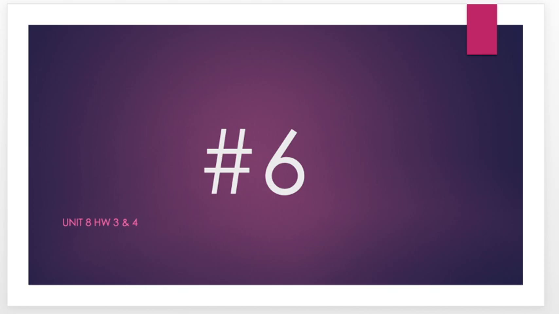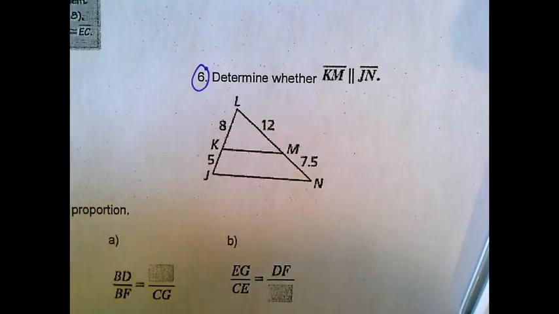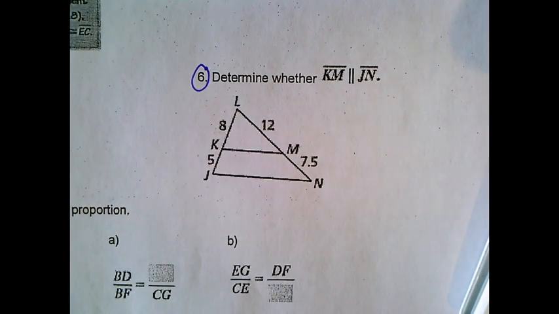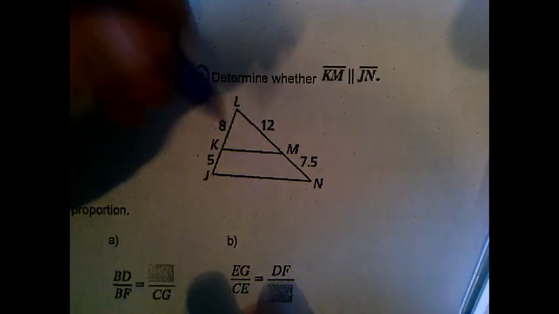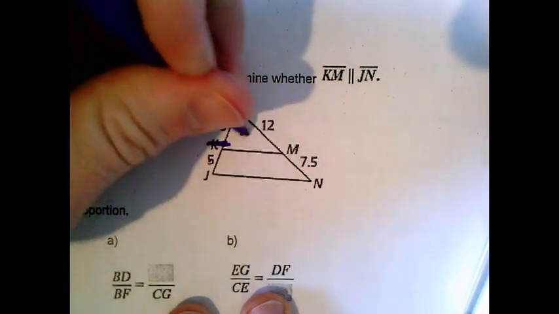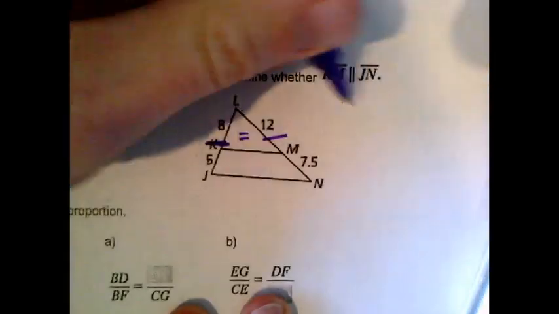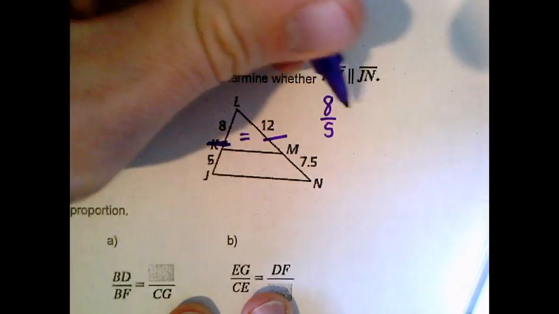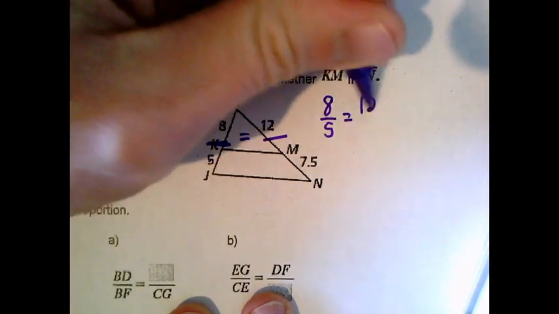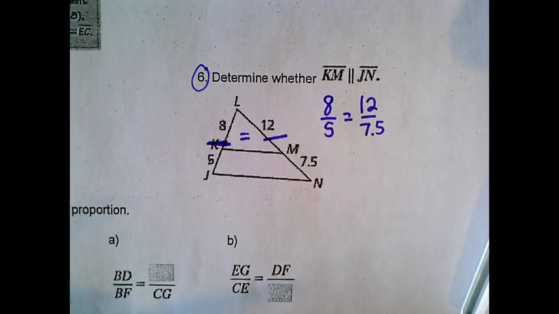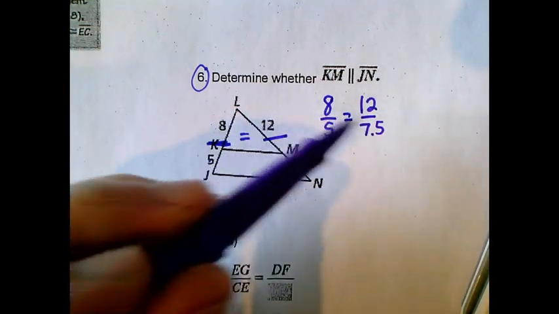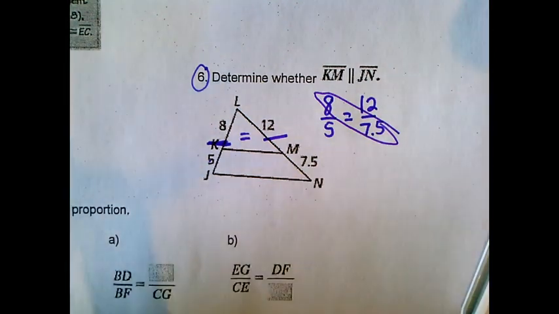Number 6. Here's number 6. Again, they want to know if these lines are parallel. So in order to tell if they're parallel, you just see if these sides are of equal value proportionally. So I'm just going to, again, do 8 over 5 equals 12 over 7.5. So again, you can simplify those two fractions, or let's just cross multiply.